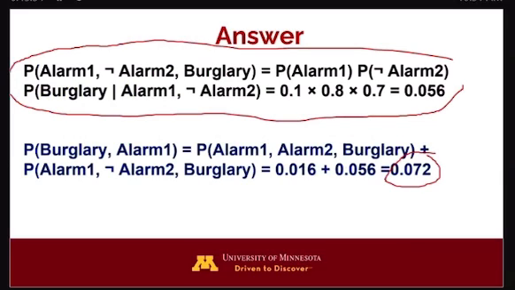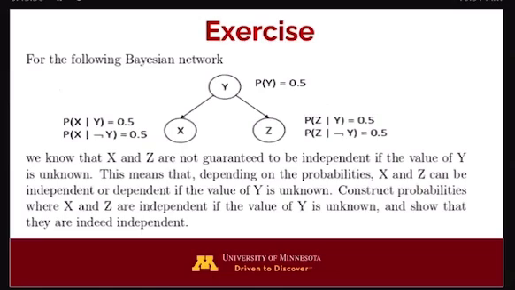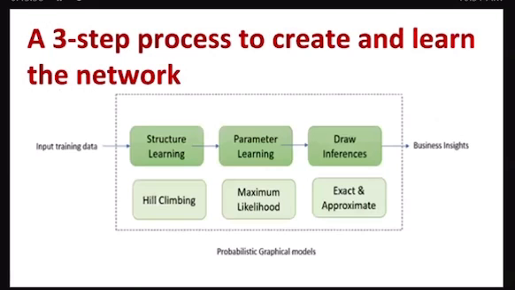Now I quickly want to move on. The one we've done so far is when you have a network. But what about a situation where you are given a data set? When you are given a data set, how do we build the network? We call that a 3-step process to curate and learn the network structure. We're going to start with input training data. We're going to learn the structure.